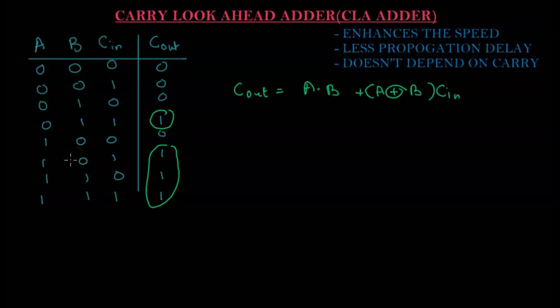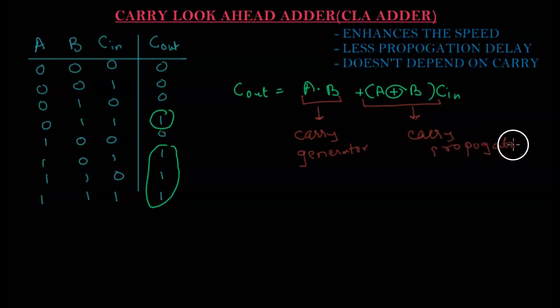One new aspect that we are going to be focusing on in our CLA adder is that this carry out equation is divided into two parts. We have this one equation and this is the second equation. This A dot B is called the carry generator, and A XOR B with C in is called the carry propagator. There is no reason behind this name. It's just that this carry generator is not dependent on any of the carry bits. However, the carry propagator is dependent on the carry bit.